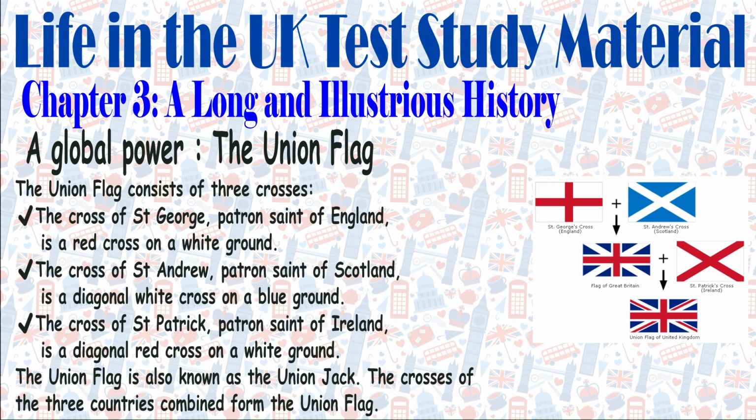The Union flag consists of 3 crosses. The Cross of St. George, patron saint of England, is a red cross on a white ground. The Cross of St. Andrew, patron saint of Scotland, is a diagonal white cross on a blue ground. The Cross of St. Patrick, patron saint of Ireland, is a diagonal red cross on a white ground. The Union flag is also known as the Union Jack. The crosses of the 3 countries combined form the Union flag.